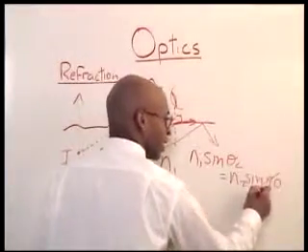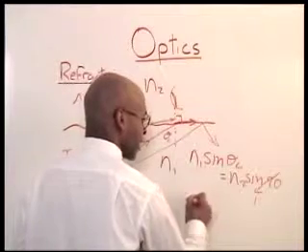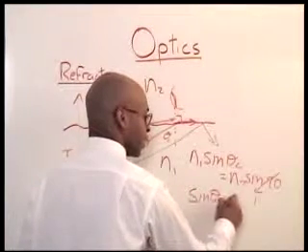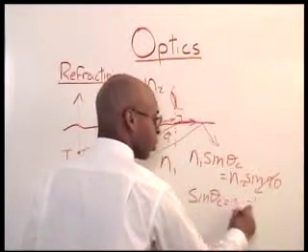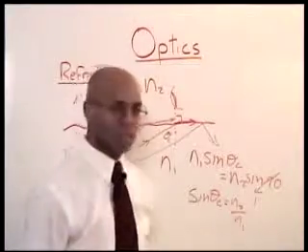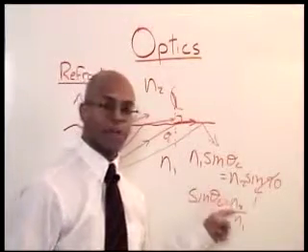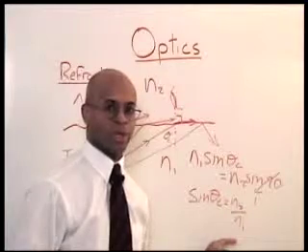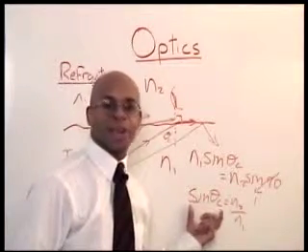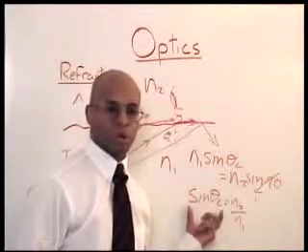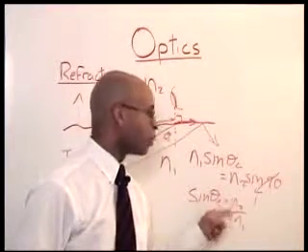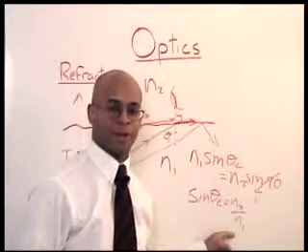So sine 90 is 1. So we get that sine theta C is equal to N2 over N1. Clearly, the value of N2 must be less than N1, because sine theta can never be a number more than 1. N2 must be less than N1.